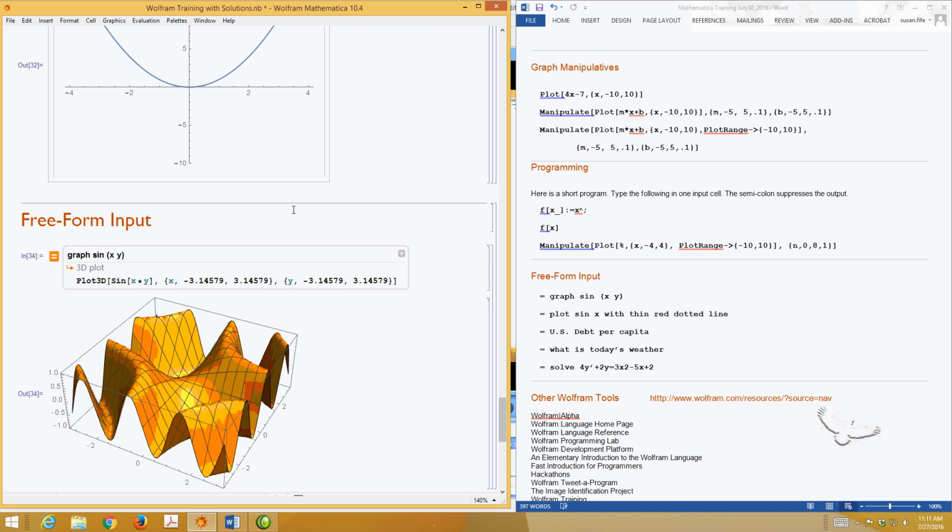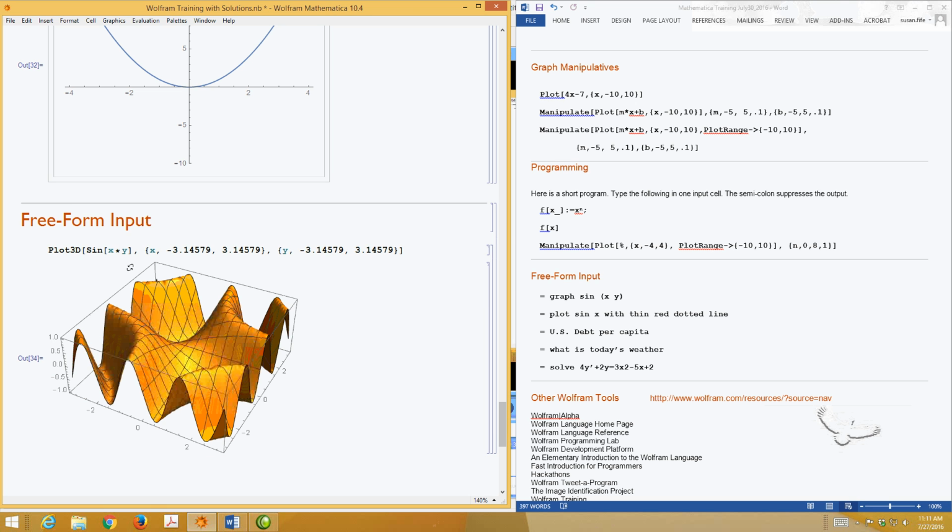Just going to put parentheses around the x and the y, and here it gives you the true Mathematica language. So I'm going to click on that. You replace the freeform input.